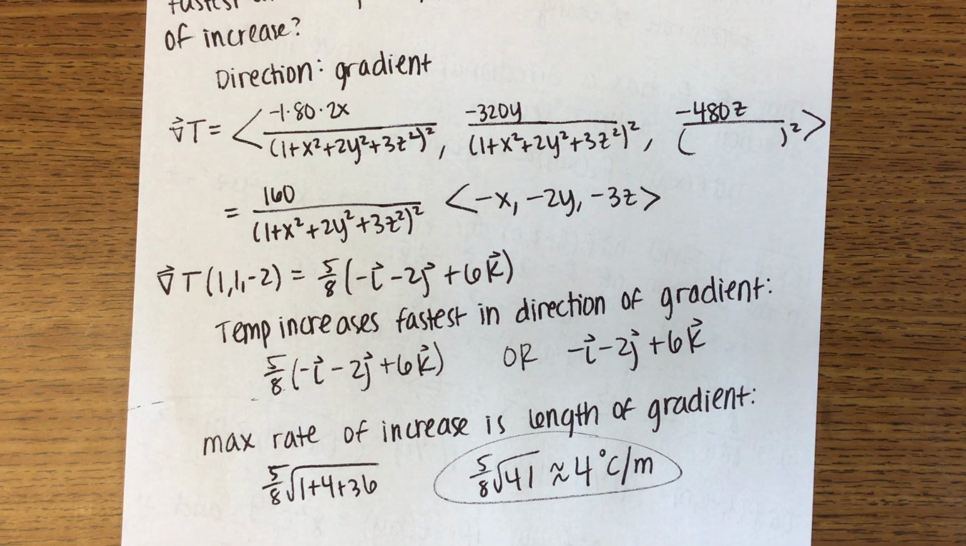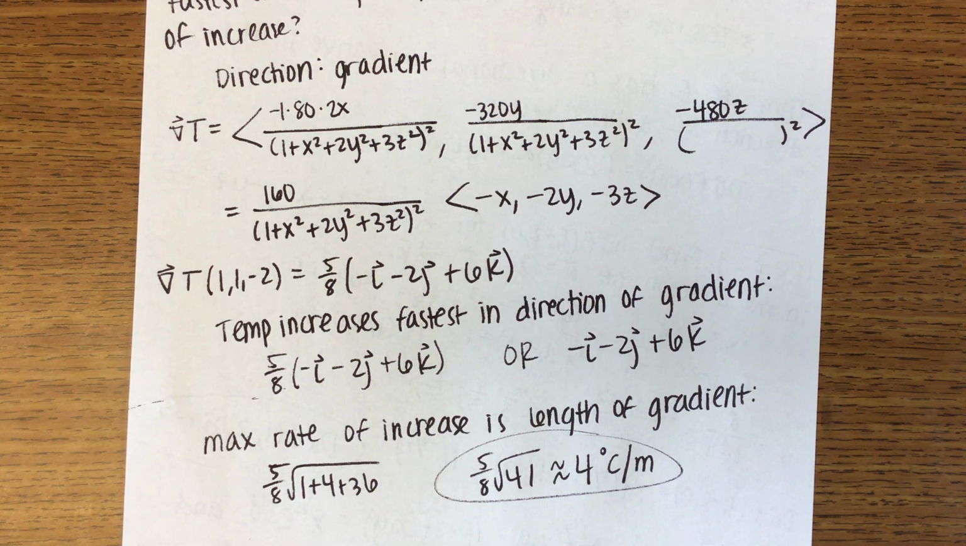If I asked you where is the temperature decreasing the fastest, you would take the gradient and switch all the signs. And that would be decreasing the fastest. And then it would be negative, whatever this is.